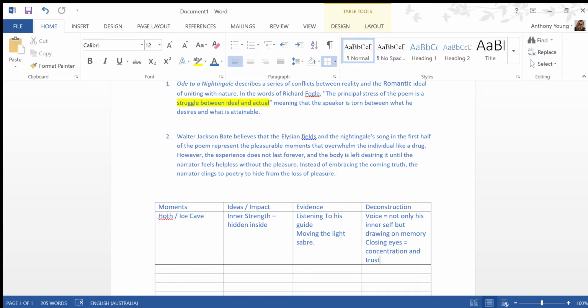So my paragraph for paragraph 1 is going to focus on Hoth and the ice cave. That is the context. My interpretation is going to be around inner strength and the fact that he has a power hidden inside that he can draw on. My evidence is going to be those two specific moments within that 10-15 minute scene, and my deconstruction of each of those moments is indicated there. I can then go and write that paragraph quite confidently and sort of have a roadmap, I guess, of where I'm going to go.